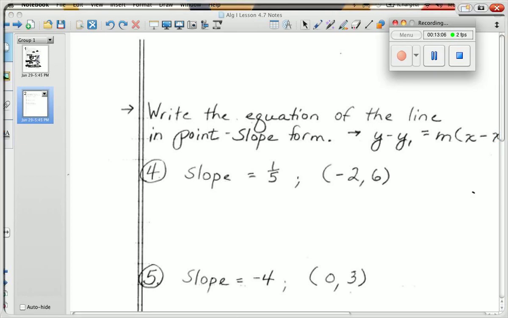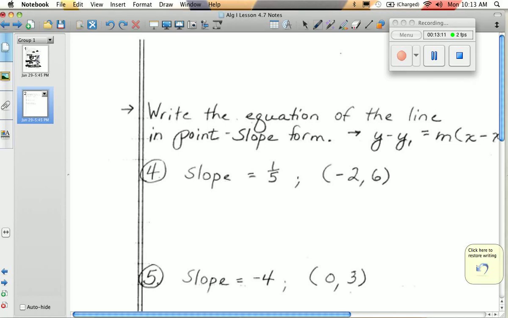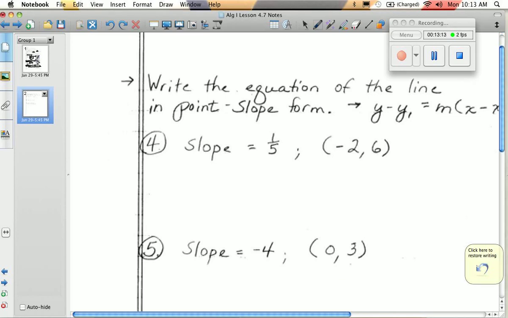Okay, so our next thing that we're going to practice here is write the equation of the line in point slope form. In other words, now they're giving us the stuff we just pulled out, and we're going to do the reverse. We're going to write the equation. So again, remember our point slope form: y minus y sub 1 equals m times x minus x sub 1. We'll just substitute into that.